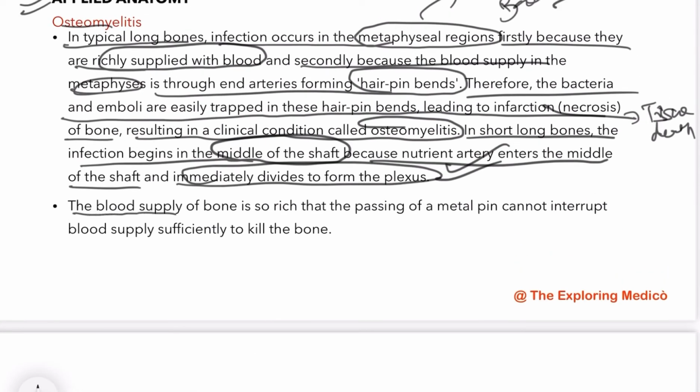And the blood supply of a bone is so rich that passing of a metal pin cannot interrupt blood supply sufficiently to kill a bone. That much high blood supply is there.